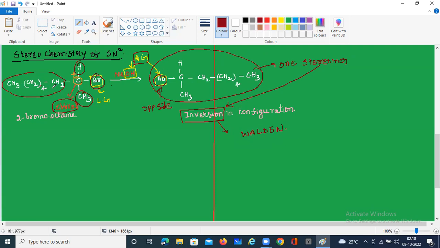Whenever that substrate is reacted with that nucleophile, okay, that leaving group is going to be replaced by the attacking group of that nucleophile at the back bonding, means the opposite side of the leaving group.